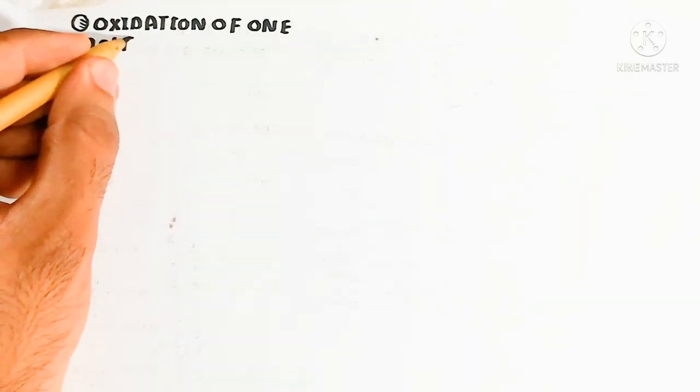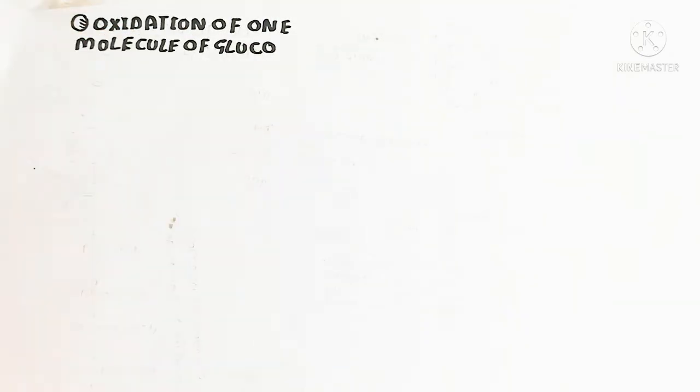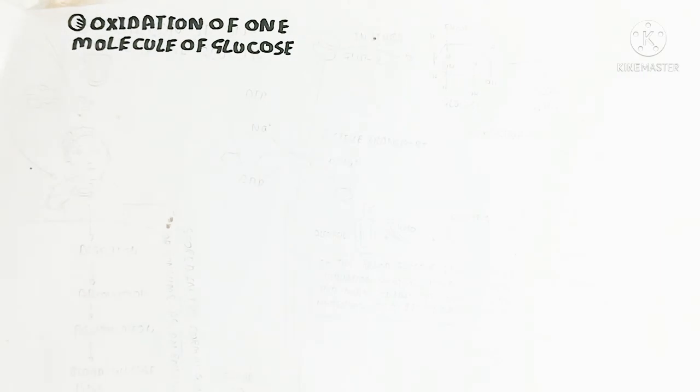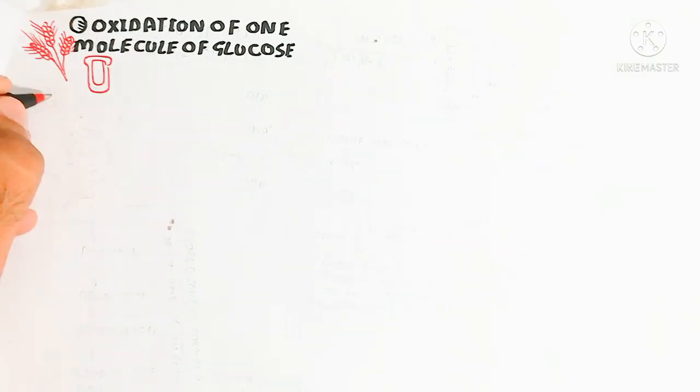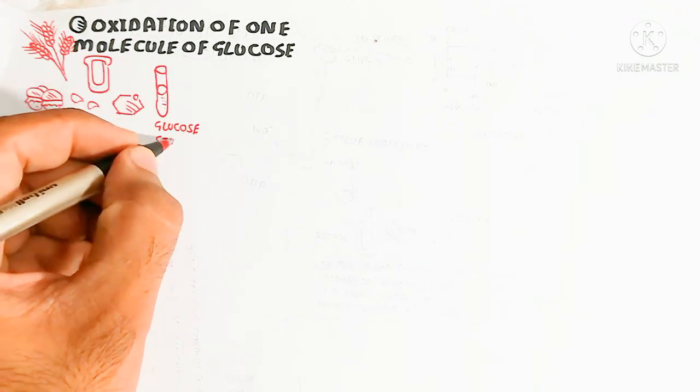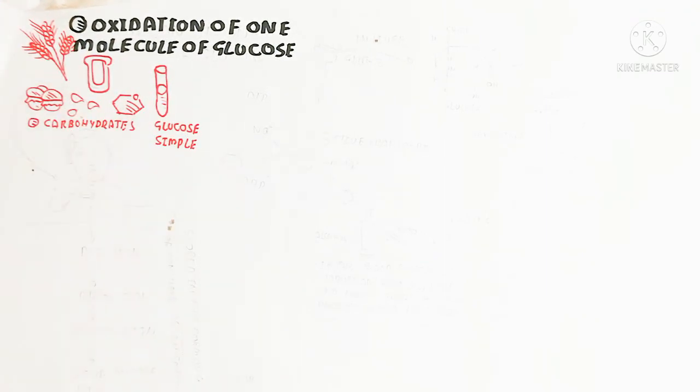Hello, in this video we will discuss the oxidation of one molecule of glucose. The oxidation of one molecule of glucose means the biochemical pathway, that is, the intracellular breakdown of glucose into the production of ATP. So let's begin to understand.